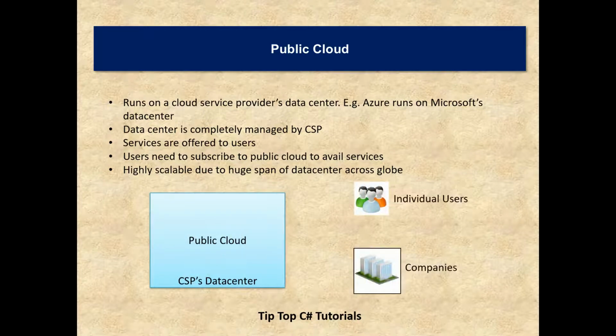Let's take a look at the figure. So the public cloud is running in the CSP or cloud service provider's data center. Individual users or even companies, enterprises can subscribe to the public model and avail the services. And the connection happens over internet.